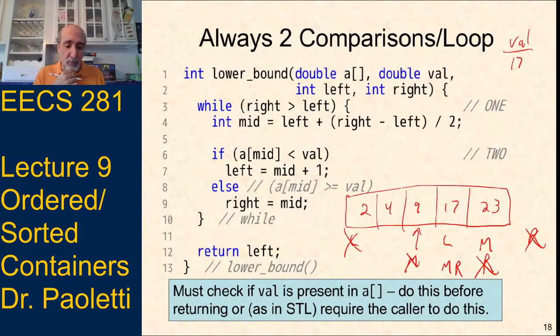Come back through the loop. Is right greater than left? No, it's the same, so the loop is done. And we return left. Oh, look at that. Left actually refers to what we were looking for.